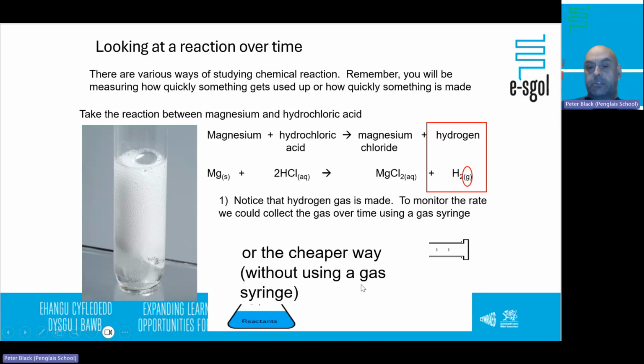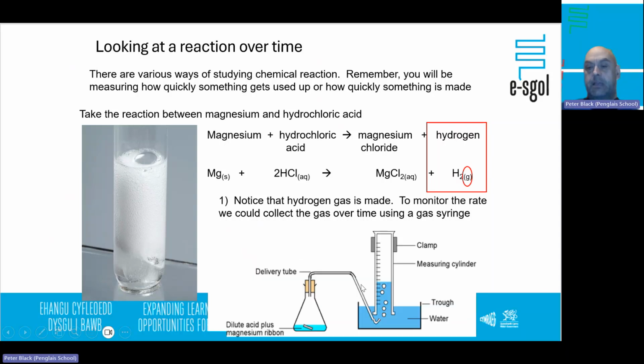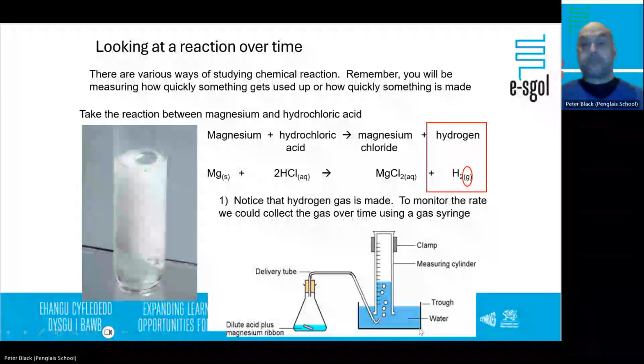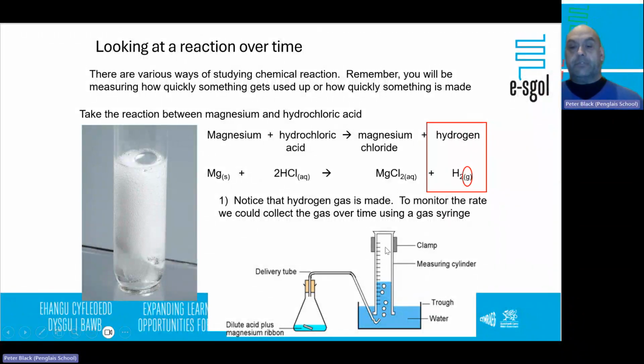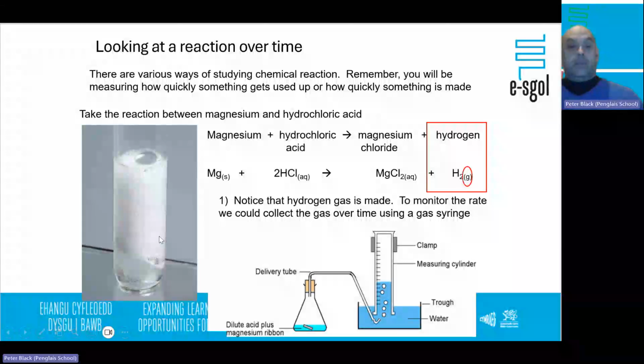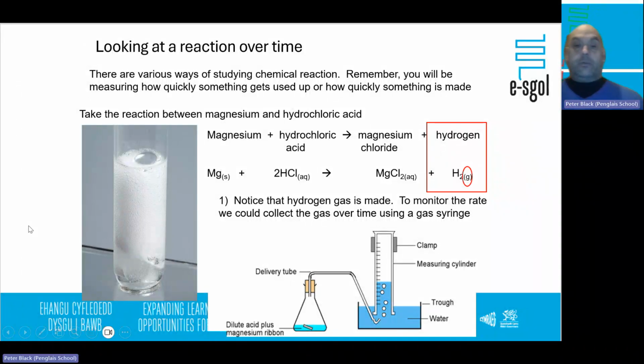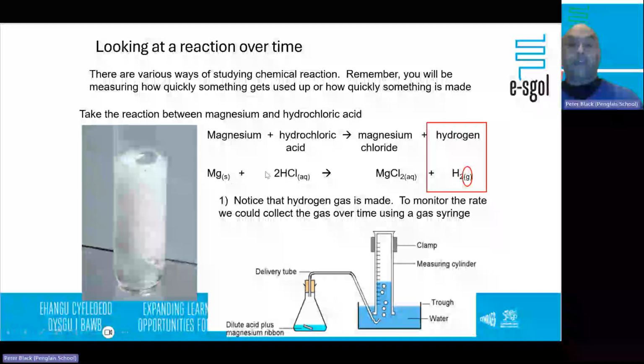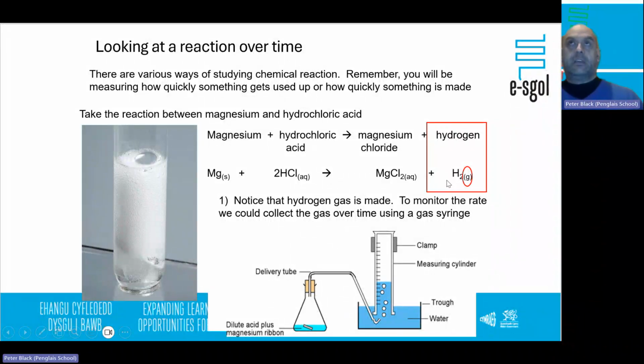If you don't have a gas syringe, there's another technique we can use, and this is where we use a measuring cylinder full of water. We collect the gas with a delivery tube, and as the gas collects in the measuring cylinder, it pushes the water out, and we can record the volume of gas being formed. Now, there's another technique we can use with a gas being formed in a reaction. So when you're being asked how you can monitor rate, just look at the equation. If you can see a gas, collect the gas using a gas syringe or using a measuring cylinder full of water. There is another technique we could use, but before I talk about that, I'll talk about the graph we get.